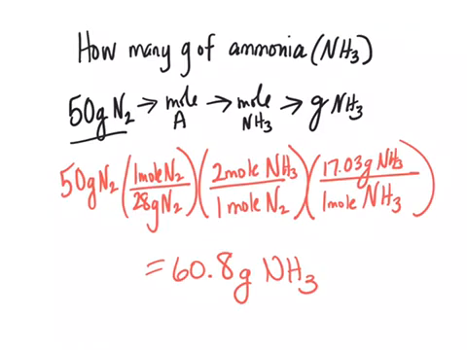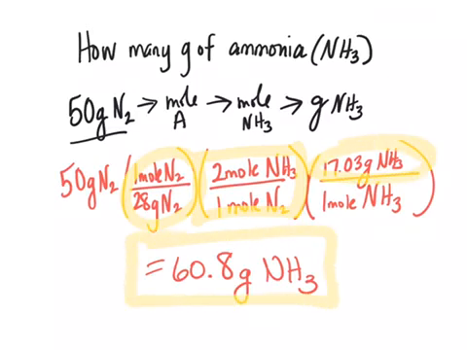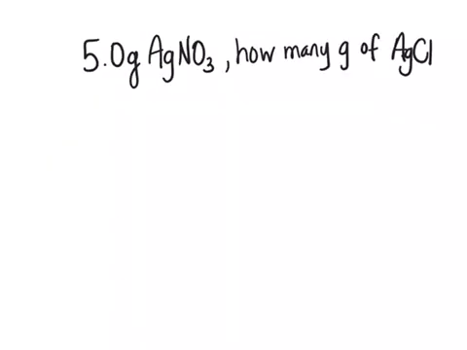So I went ahead and put all my steps together. Here's my step for getting from grams of nitrogen to moles of nitrogen. Here's my mole to mole ratio, and then here's my molar mass of ammonia in order to get 60.8 grams of ammonia. Next problem is going to work the same way.